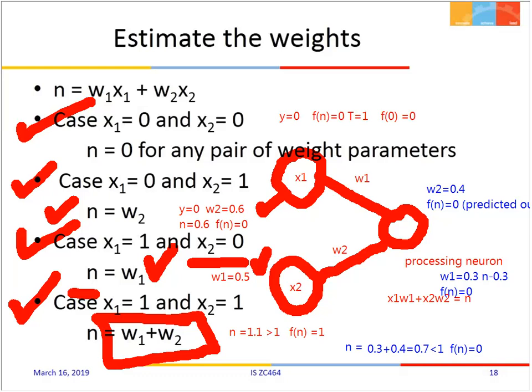In the fourth case, with W1 equals 0.3 and W2 equals 0.4, you get a value of n, the weighted sum, as 0.7, which is less than 1. In that case, the predicted output will be 0, while the actual output for this input 1, 1 was 1. So this leads to a classification error of 25%. Out of 4 samples, 1 is going wrong with such weight selection, W1, W2 as 0.3, 0.4. But a selection of W1 and W2 as 0.5 and 0.6 was not giving any error.